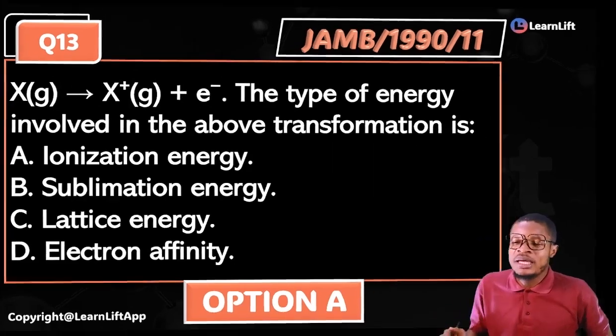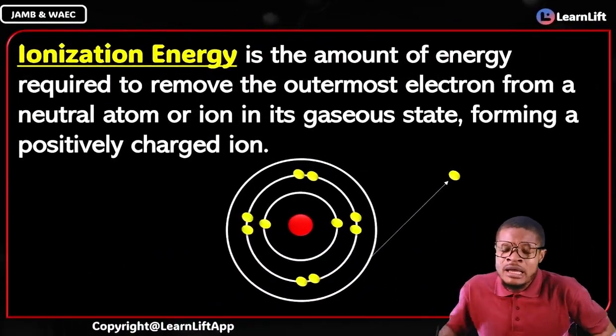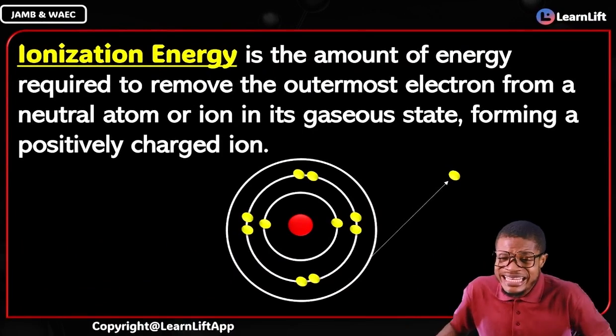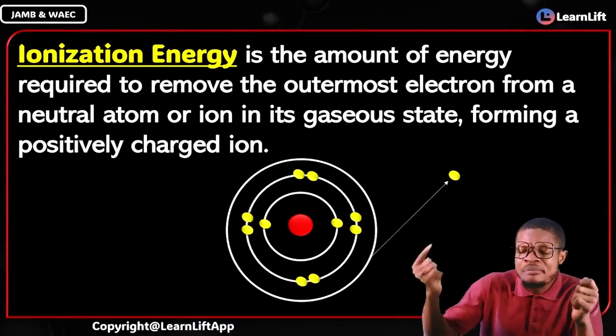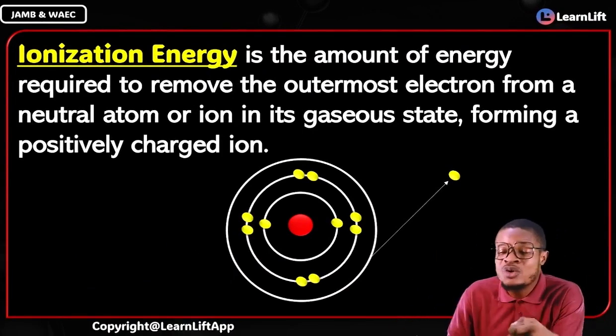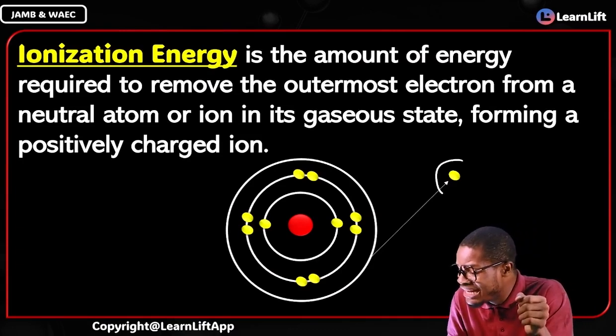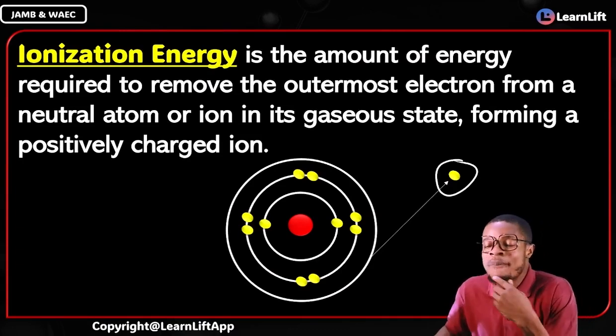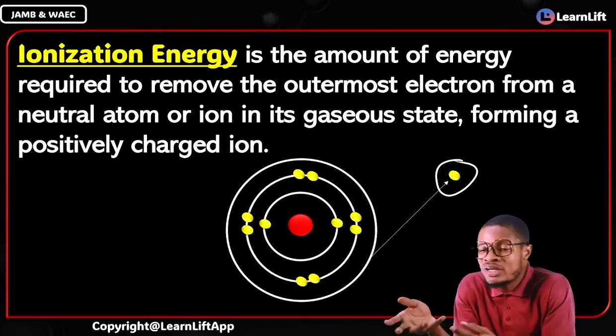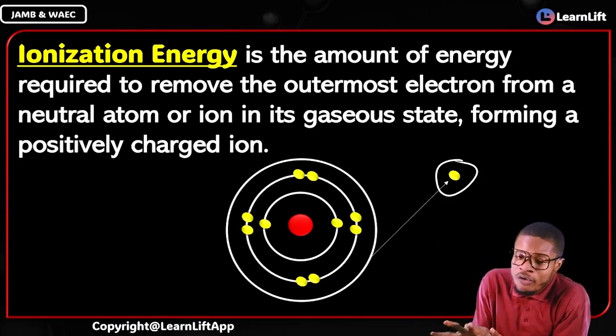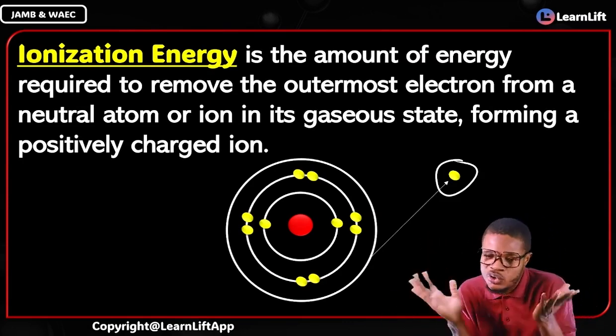You get this very quickly with me. I'd like you not to forget this. Again, what is ionization energy for the last time? It is the minimum amount of energy that is required to remove the outermost electron from a neutral atom or an ion in the gaseous state. But what will be formed? A positively charged ion is going to be what's formed.